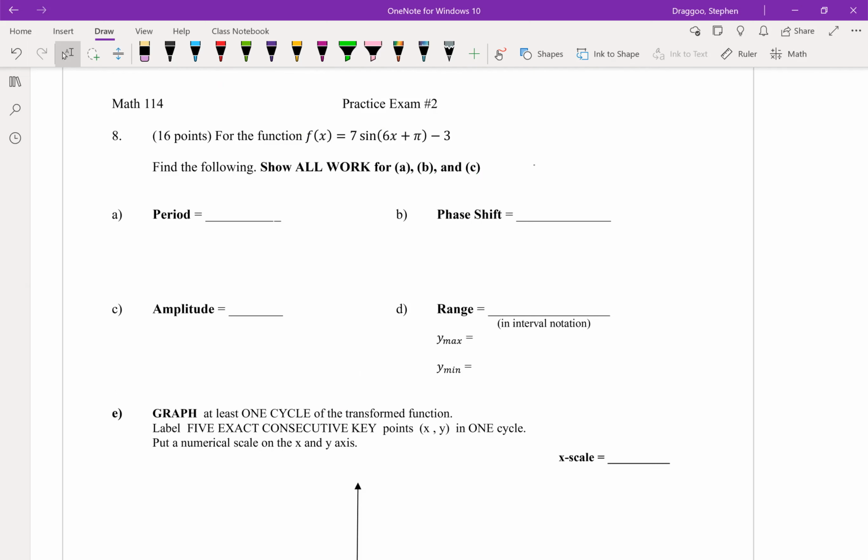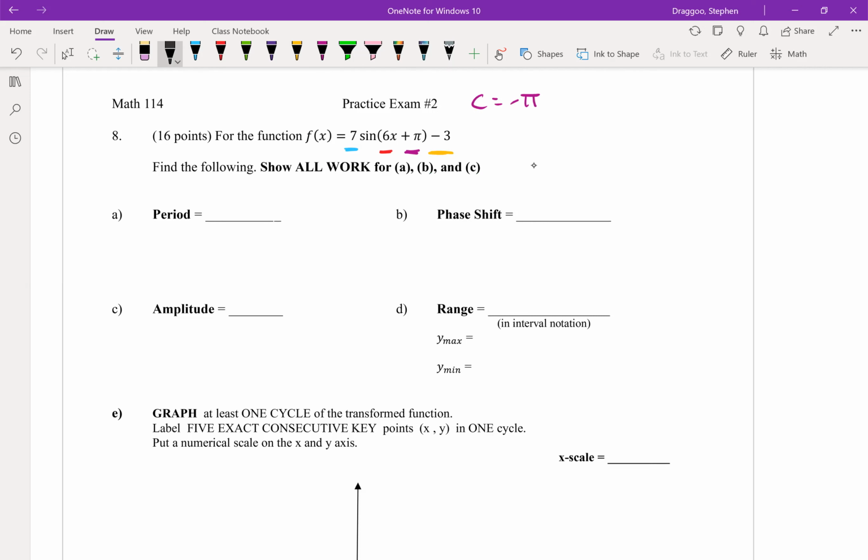Okay, from an equation to a graph. Let's do that. The options, I've got A is right here. It's 7, B is 6. C is negative pi. Right, it's always got the opposite sign of what we see. And then D is negative 3. Let's take all of that and figure out what all the other stuff is: period, amplitude, range, phase shift, and put a graph together.